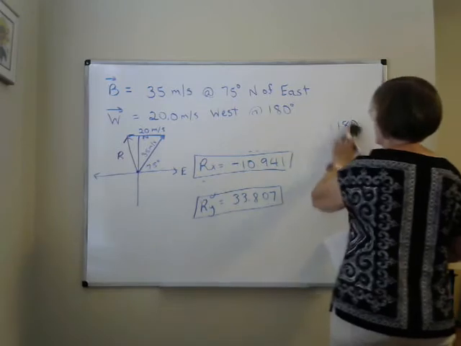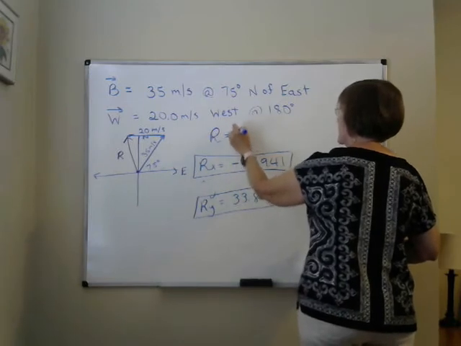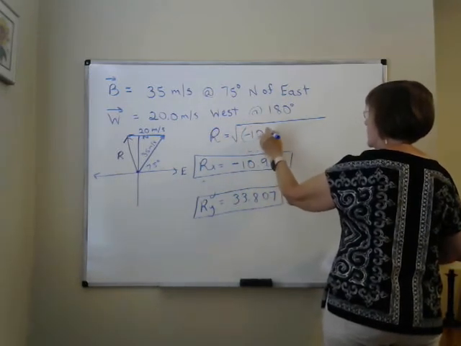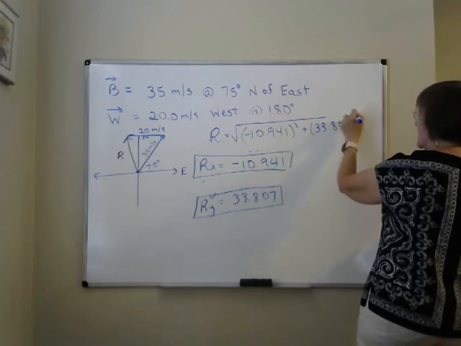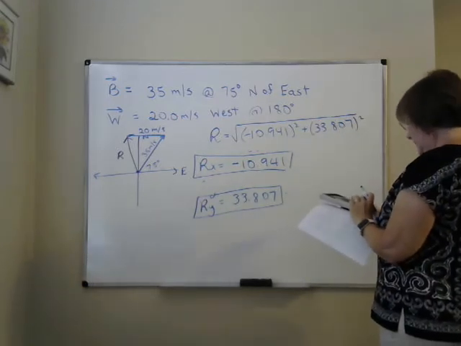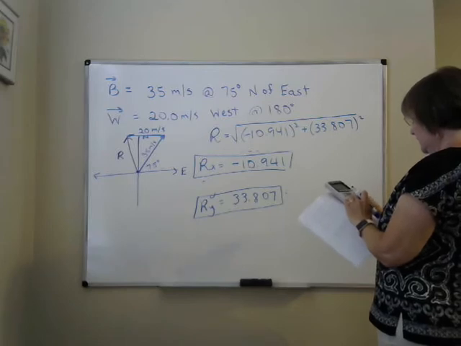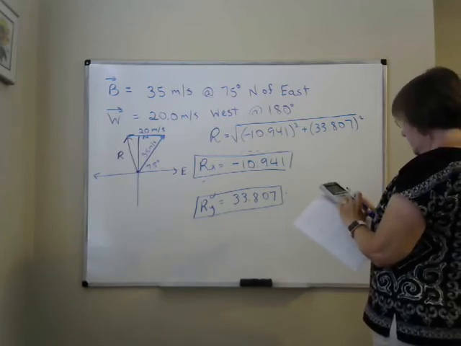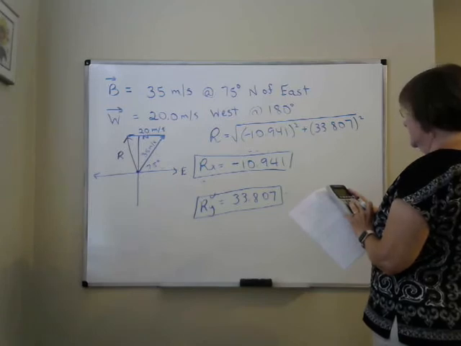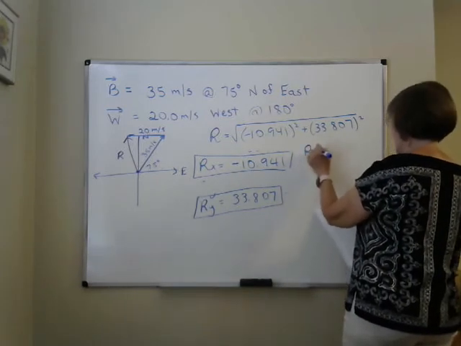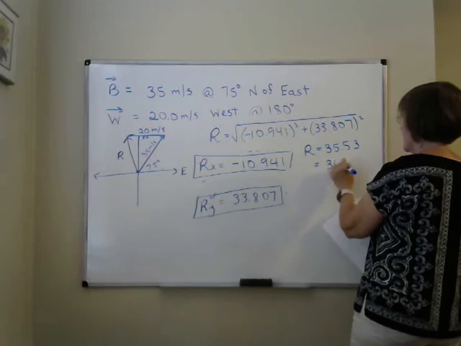is I have to do the Pythagorean theorem. The magnitude of the vector is going to be the square root of negative 10.941 squared plus 33.807 squared. And then I have to take a square root. And it comes out to be that R is equal to 35.53, or about 36 meters per second.